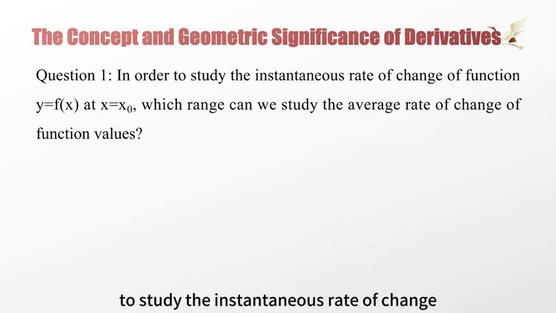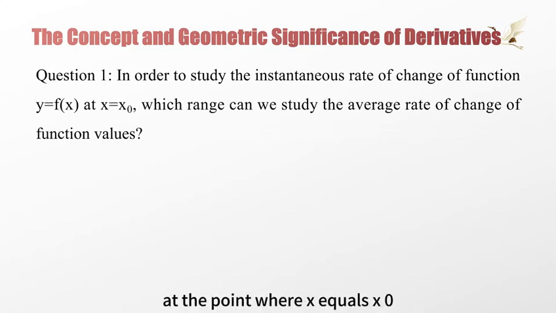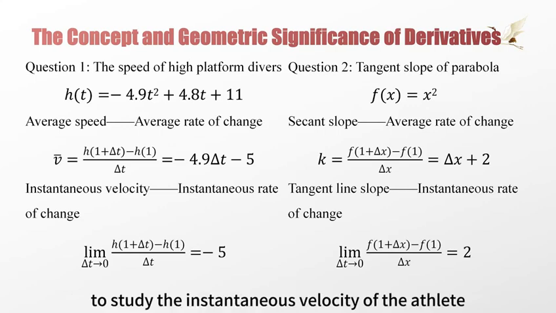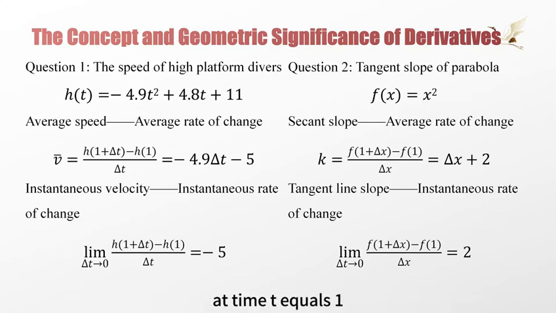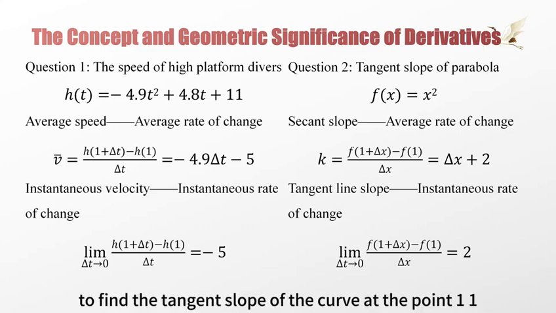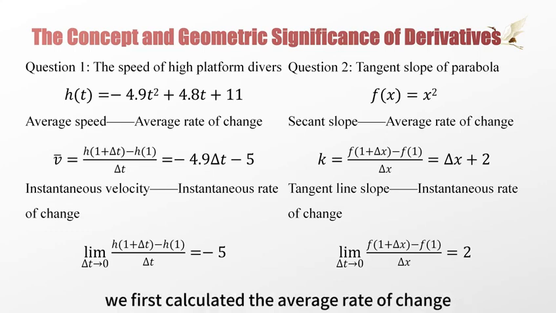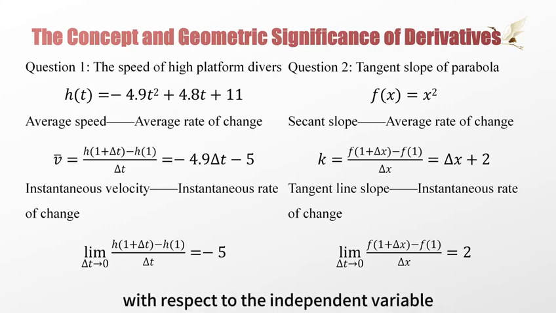To study the instantaneous rate of change of the function y equals f(x) at the point where x equals x0, we can investigate the range within which the average rate of change of the function value occurs. In question 1, to study the instantaneous velocity of the athlete at time t equals 1, we selected a time increment delta t. We first calculated the average rate of change of height with time between the moment t equals 1 and the moment t equals 1 plus delta t. In question 2, to find the tangent slope of the curve at the point 1, we selected a change amount delta x for the independent variable x. We first calculated the average rate of change of the function value with respect to the independent variable when x is between 1 and 1 plus delta x.